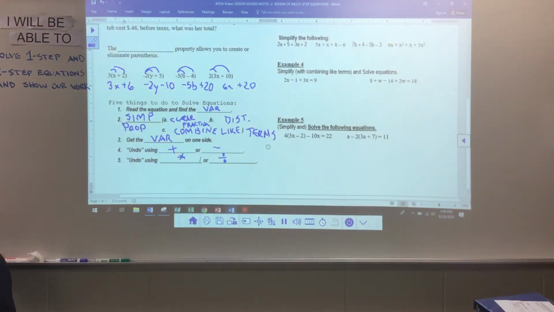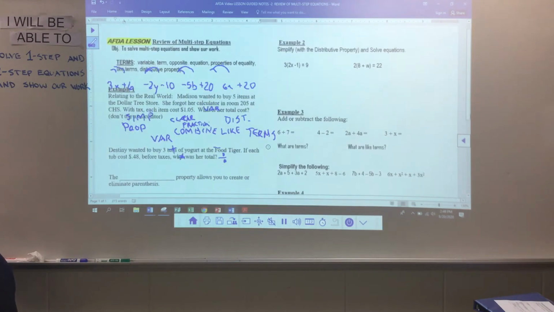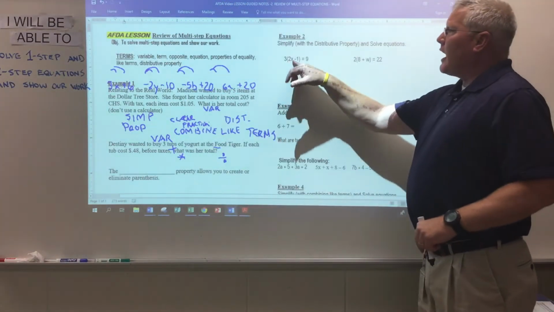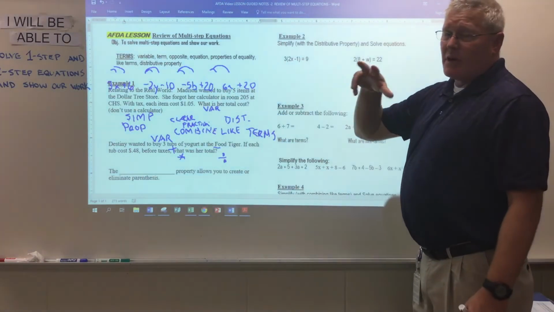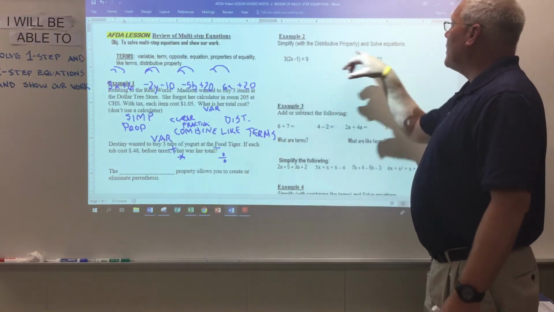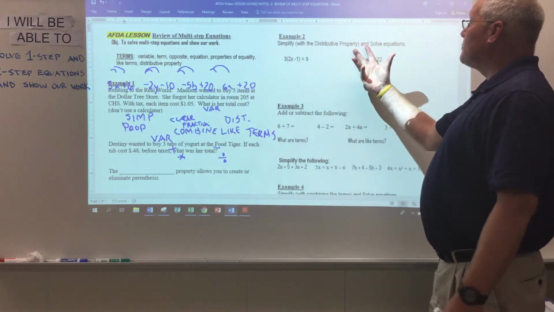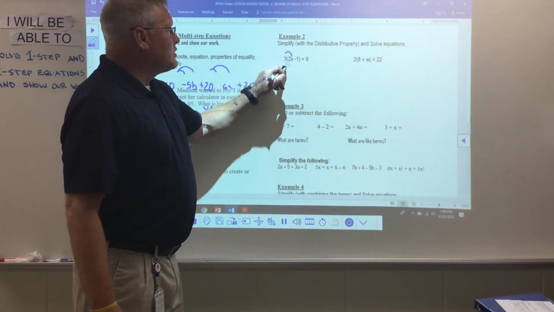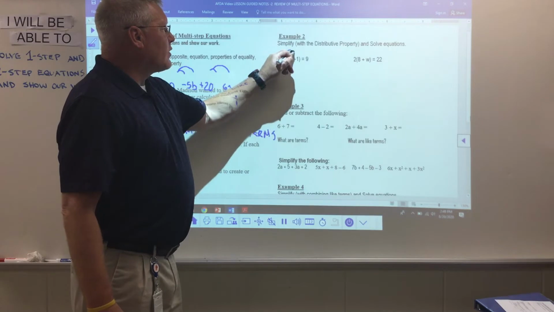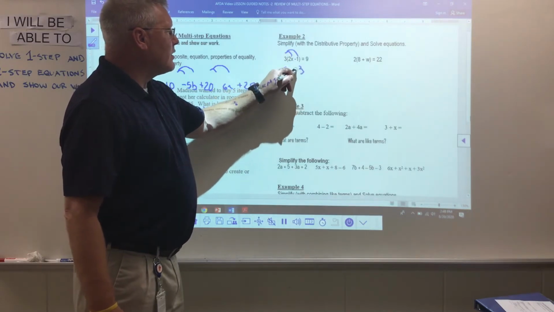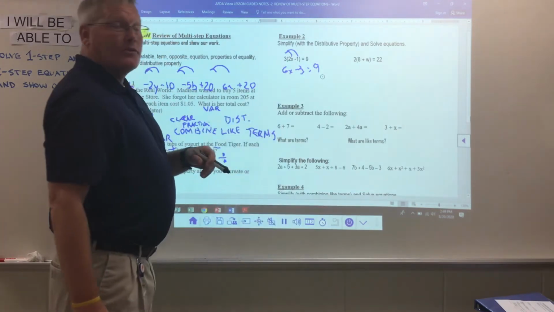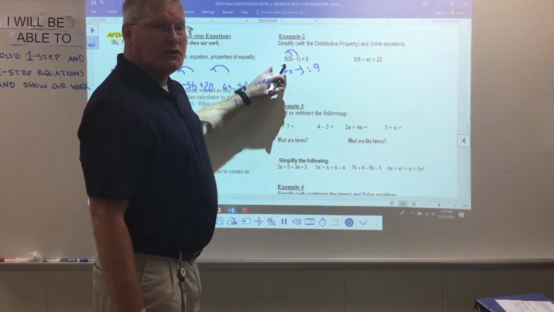So let's quickly take a look at this. Let's go over here to the right side of your notes. Here's an equation that has parentheses in it. We might want to get rid of them by using the distributive property. So we're going to simplify with the distributive property and then solve. Let's take a peek at it. We get 3 times 2x, which is 6x, and 3 times x minus 1, which is minus 3, all equal to 9. Everybody see that? Now, notice what it turned into. It turned into a two-step equation.